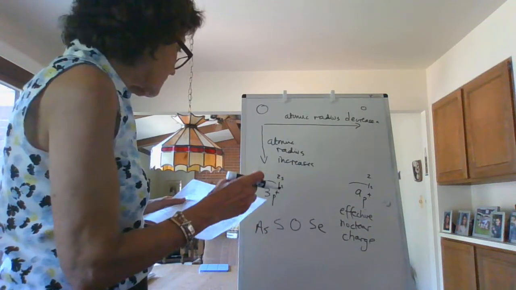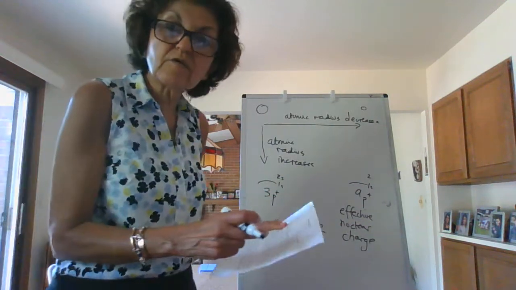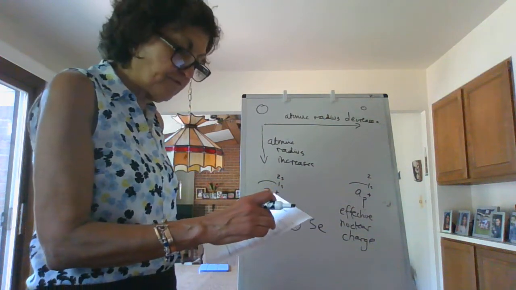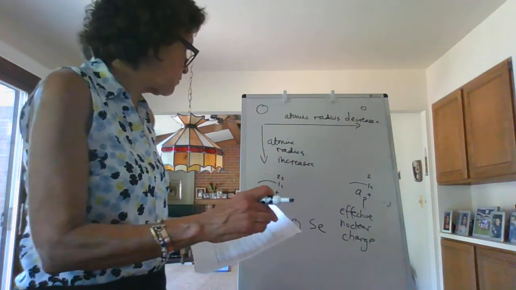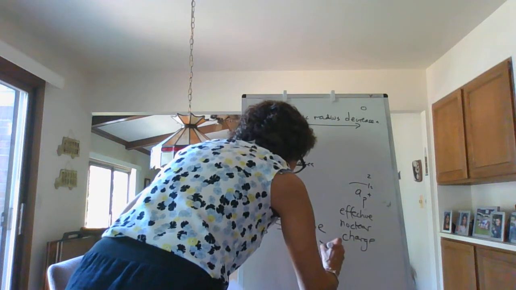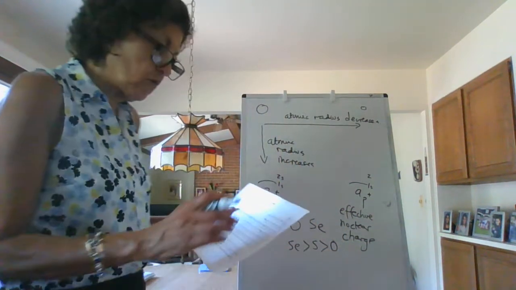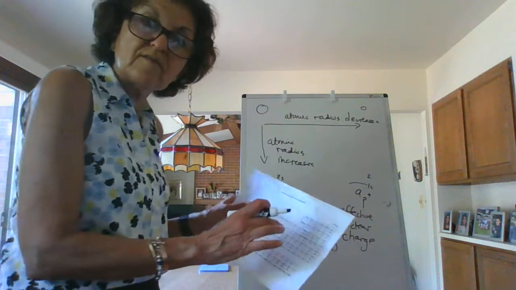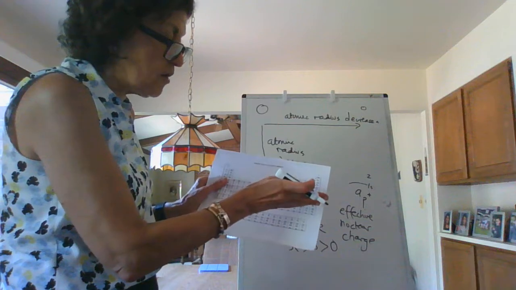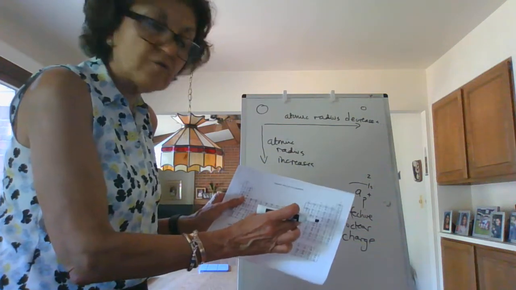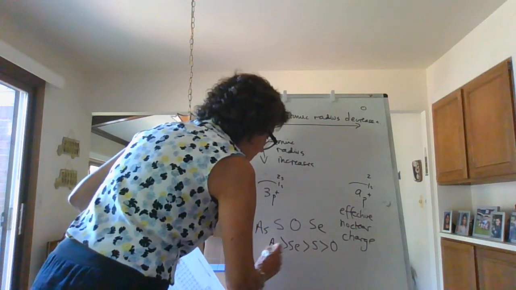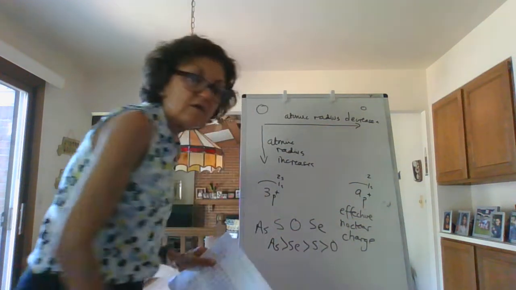Okay, well, we can see that oxygen, sulfur, and selenium are in the same group, right? And selenium is going to be bigger than sulfur, which is going to be bigger than oxygen, right? So selenium is bigger than sulfur, which is bigger than oxygen. Well, what about arsenic? Well, arsenic and selenium are in the same period. And remember how we said as you go across the period, it gets smaller? So that means selenium is smaller than arsenic. So that means arsenic is going to be the biggest, and then selenium, and then sulfur, and then oxygen.